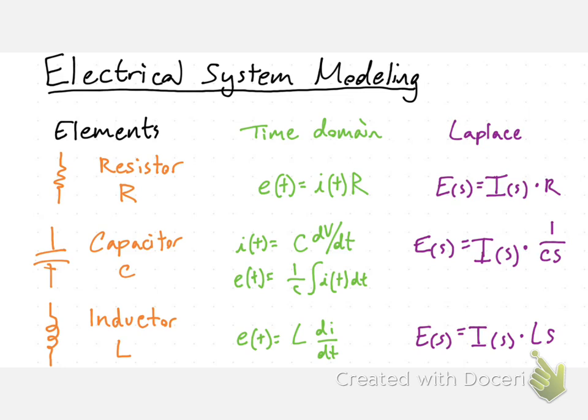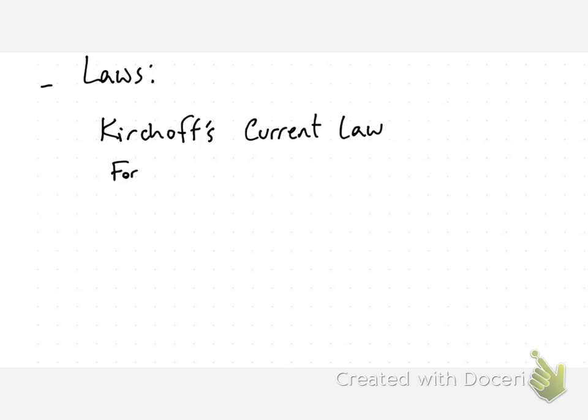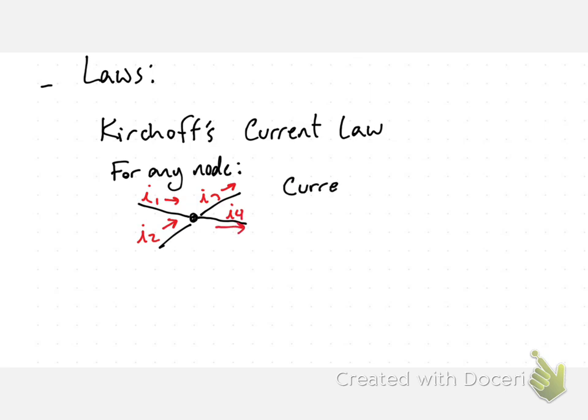Next, we'll talk about our laws, just as we do every time we have a new type of system: we talk about the elements and the laws. For our laws, we're going to have Kirchhoff's current law first. That says that for any node, the currents in are equal to the currents out. So if we have I1 and I2 going in, then I3 and I4 are going out. I have this written in the time domain because all the currents are lowercase, but because of superposition, it's the exact same in the Laplace domain.